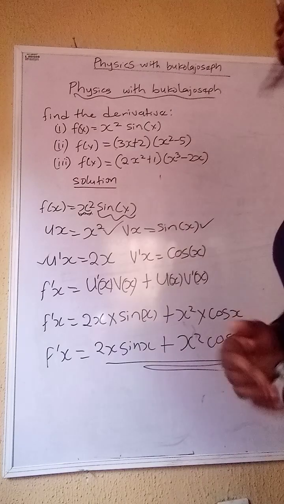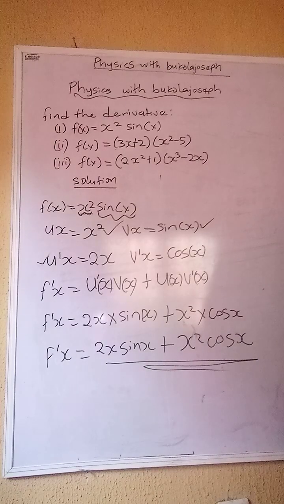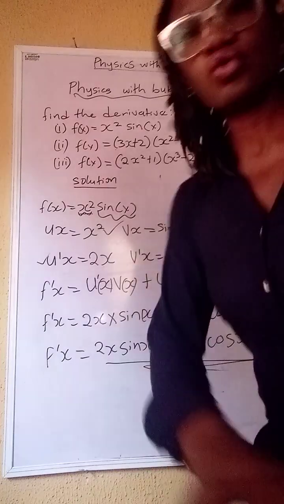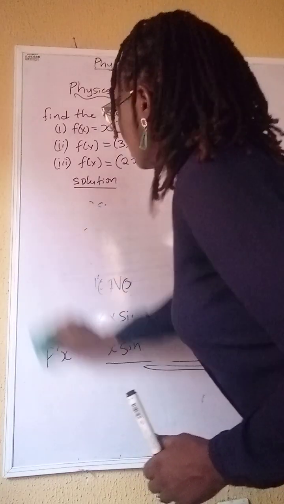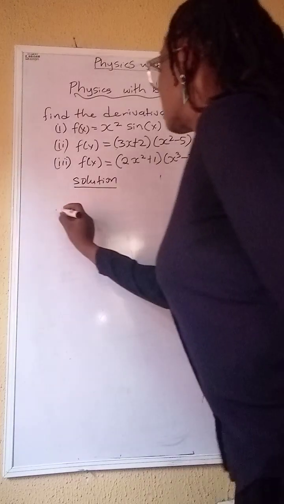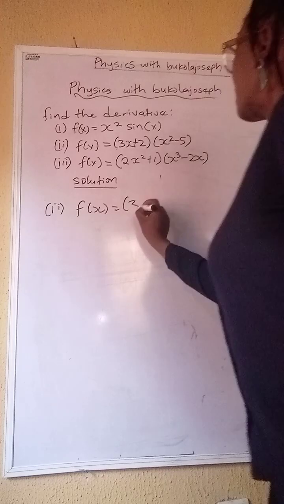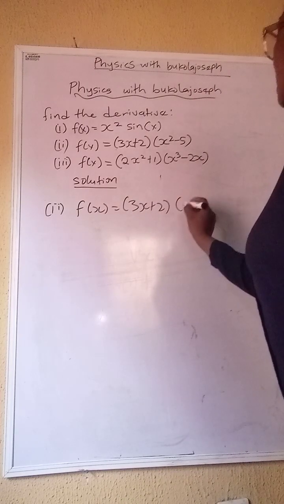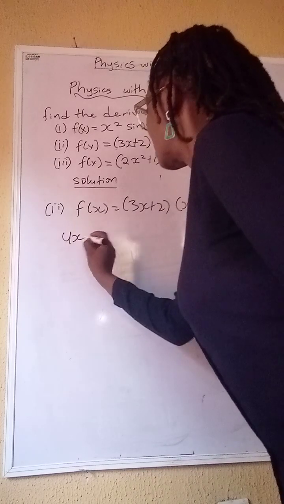Okay, now let's do number 2. So number 2, f of x is equal to (3x plus 2) times (x squared minus 5). Let's bring out u(x). What is our u(x)?